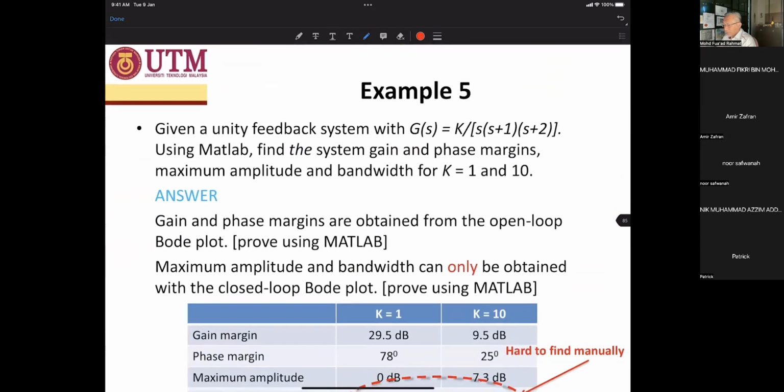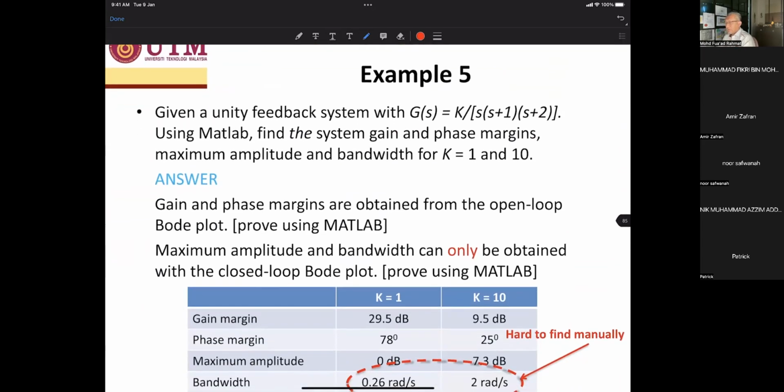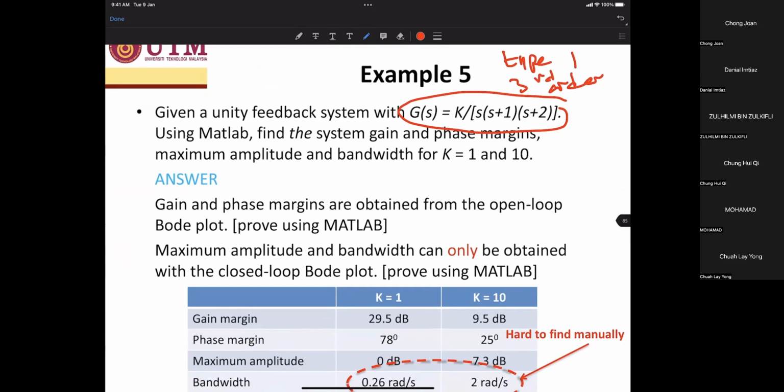Example 5 is given a unity feedback system with G(s) = K over s(s+1)(s+2). Okay, so system type 1, third order. Why the system is type 1? Because s power of 1, single pole at the origin. Why the system is third order?